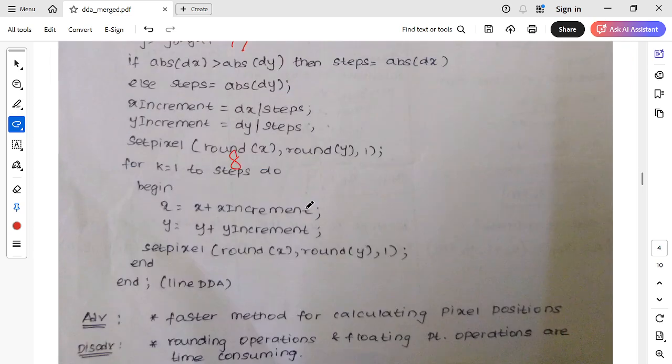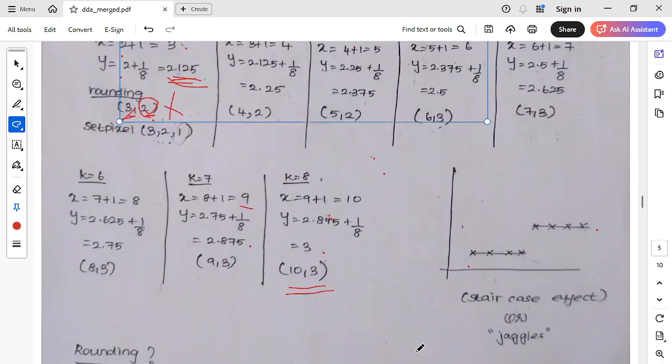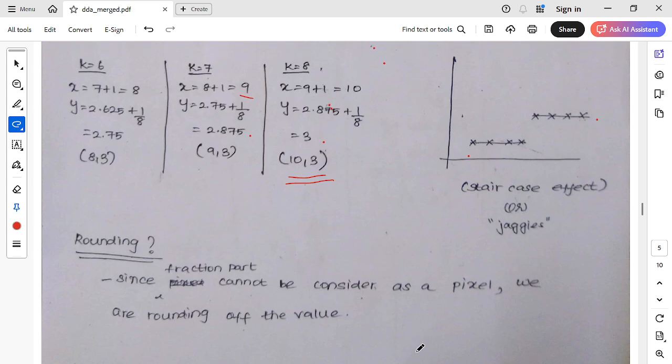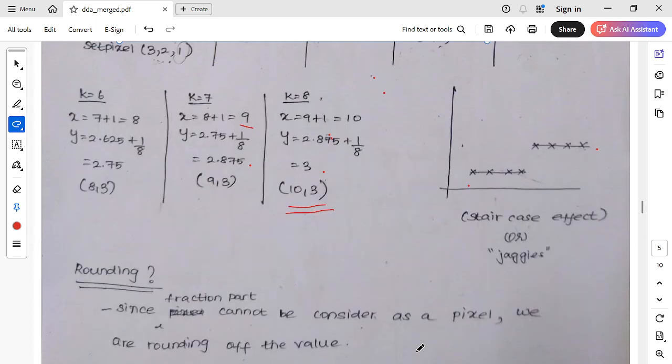One of the main advantages is that it is a faster method for calculating the pixel position. But the disadvantage is the rounding operations. Since you are rounding those values, it is time consuming, and another thing is you are getting these jaggies. This is one of the greatest disadvantages of the DDA algorithm. In order to overcome this disadvantage, we go for the Bresenham line drawing algorithm.